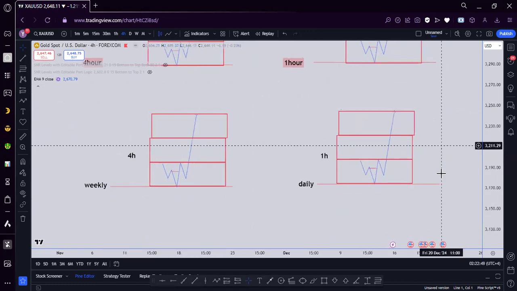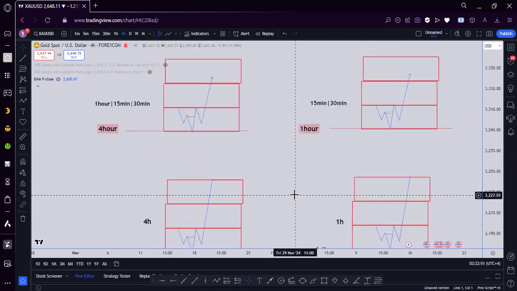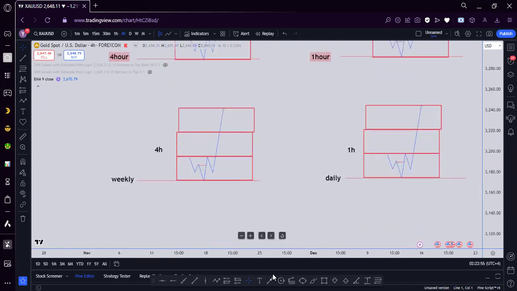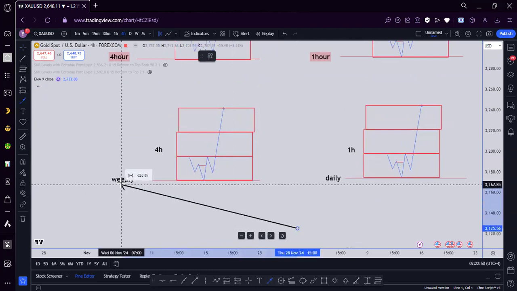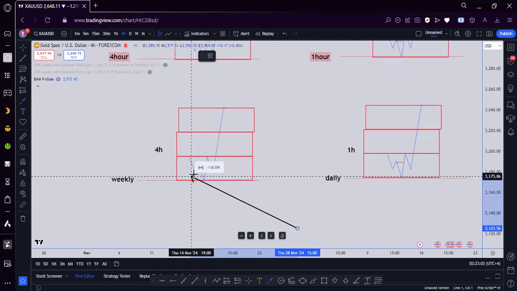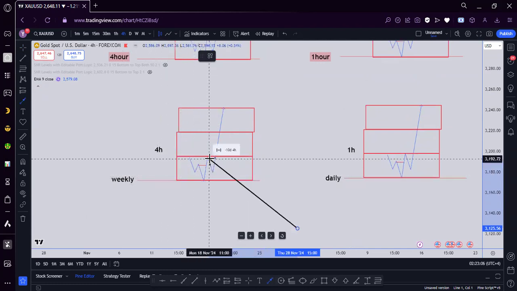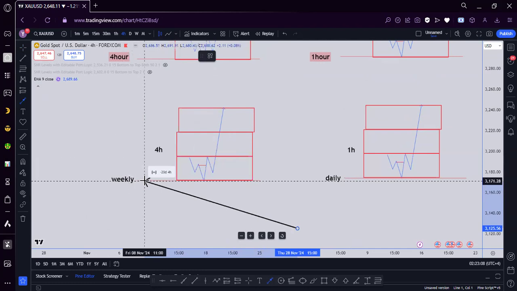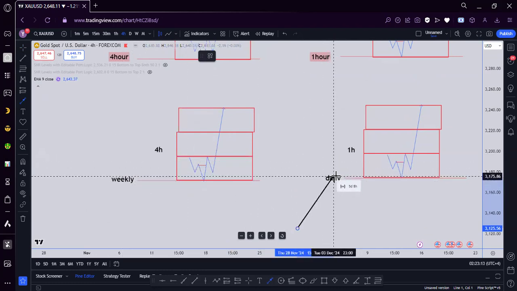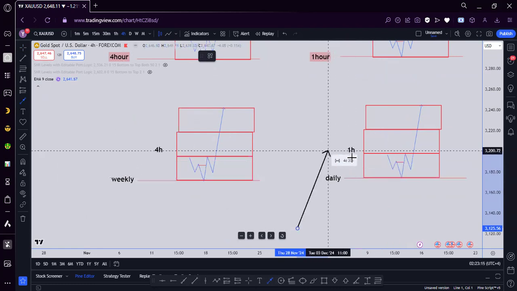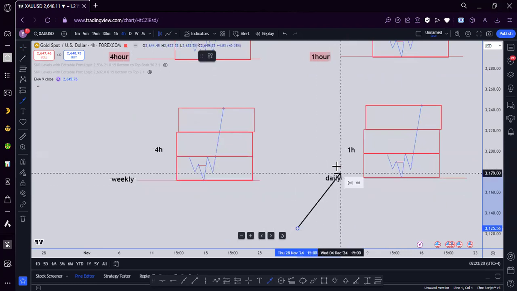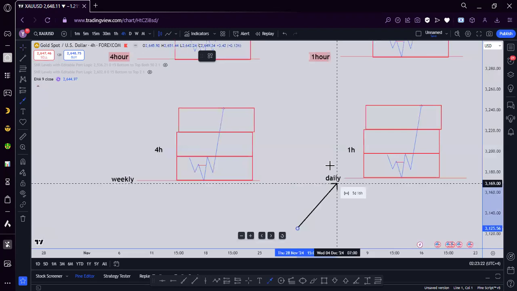Let's repeat the weekly and the daily storyline in order to get a better understanding of the mini classic storyline. For the weekly classic storylines, we said we need our fresh weekly level and then the 4-hour bullish breakout for the bullish weekly classic storyline. For the daily storyline, we need a fresh daily level and then the 1-hour bullish breakout for the bullish daily classic storyline. It's very, very simple.